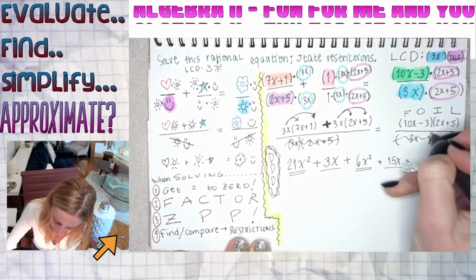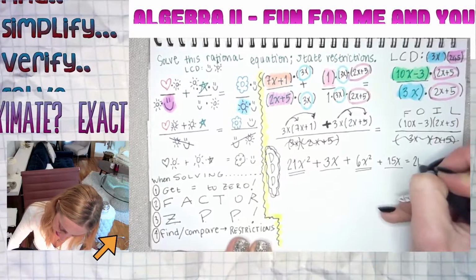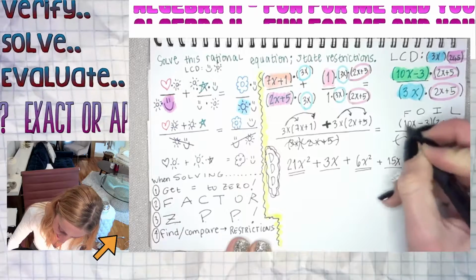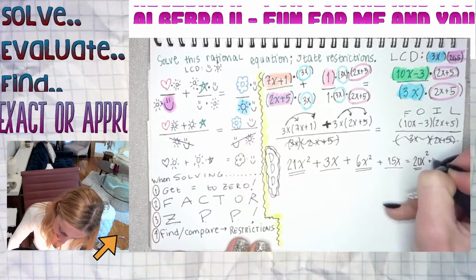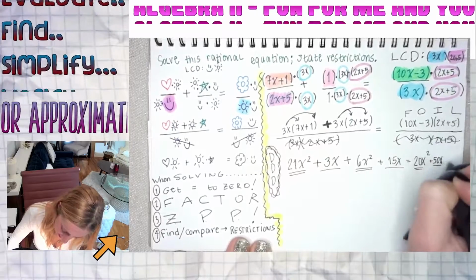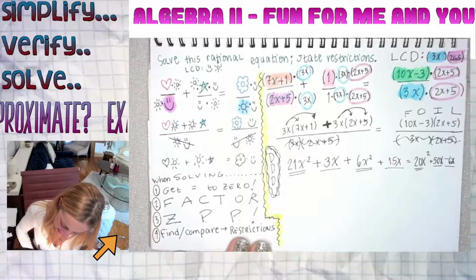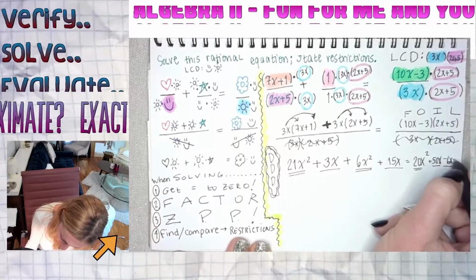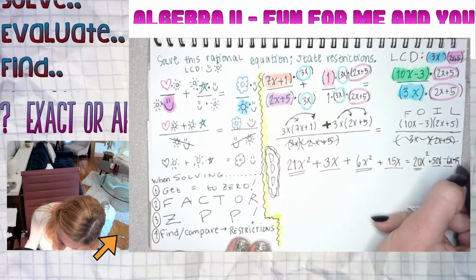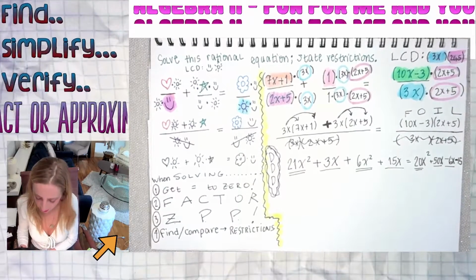And then here on the right, we're going to FOIL. Can anyone help me FOIL this? 20x squared plus 50x minus 6x, last times last, minus 15. Right at the end. All right, and that didn't get underlined.